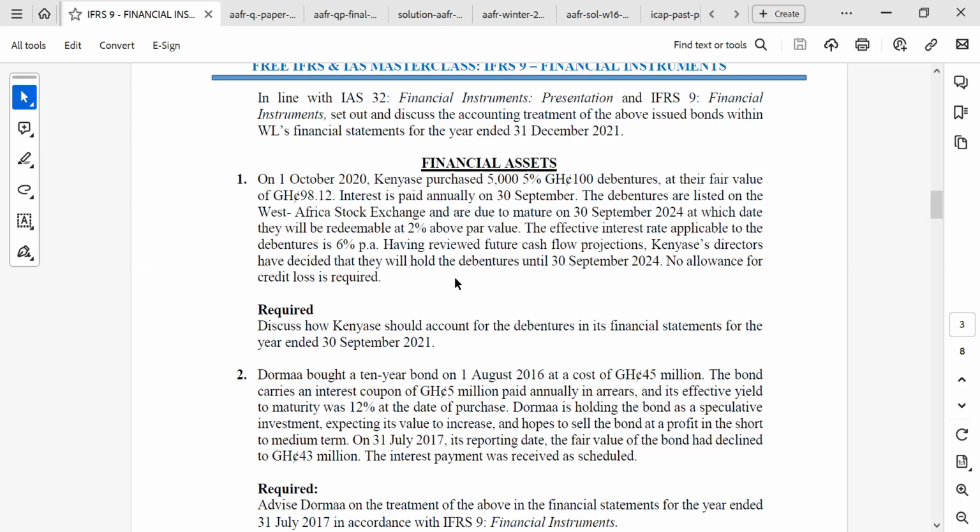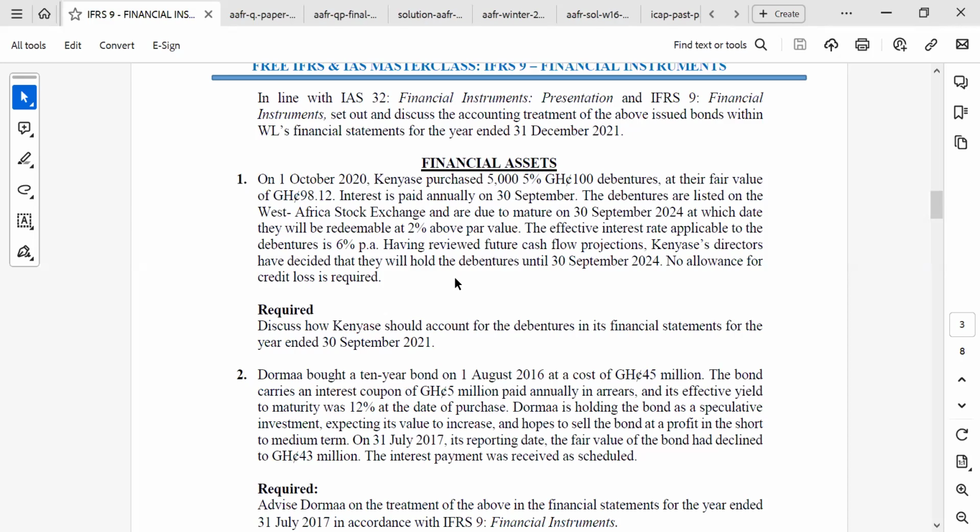The transaction. Do you have any transaction costs in the question? No. But do you have a discount there? Yes, there's a discount because the nominal value of the instrument is supposed to be 100, but you are buying it at 98.12. So they are giving you a discount, but since they have already netted the discount, we just go ahead with the fair value.